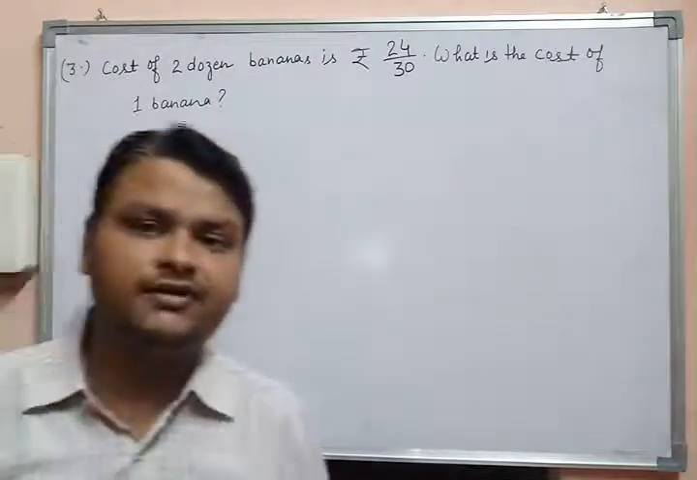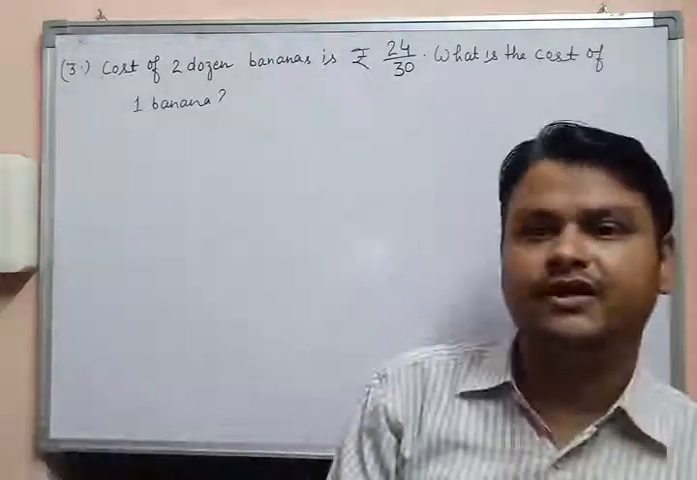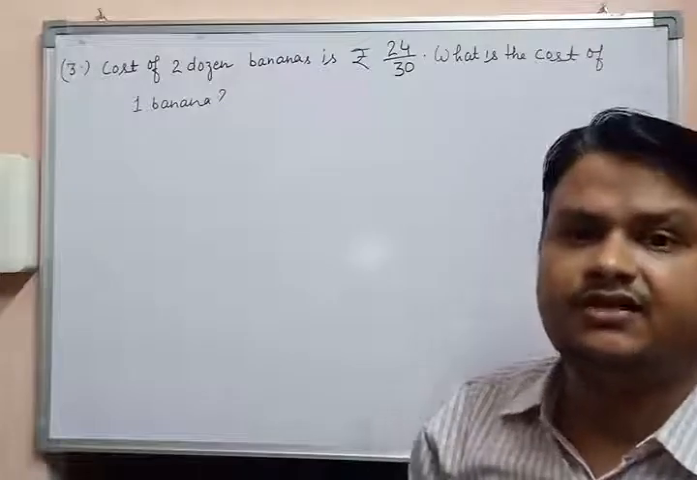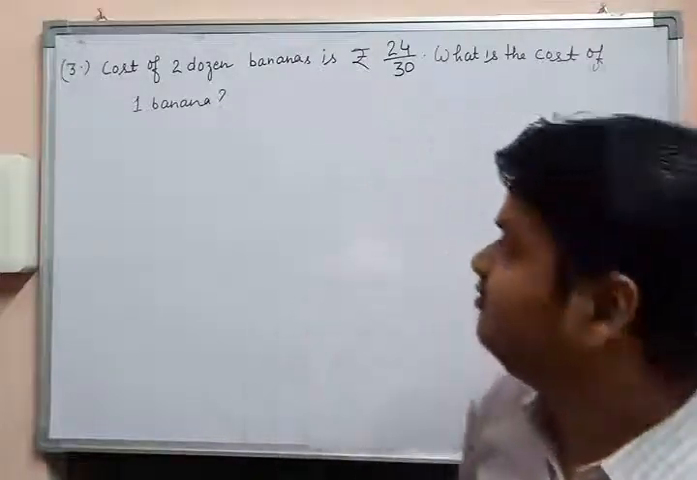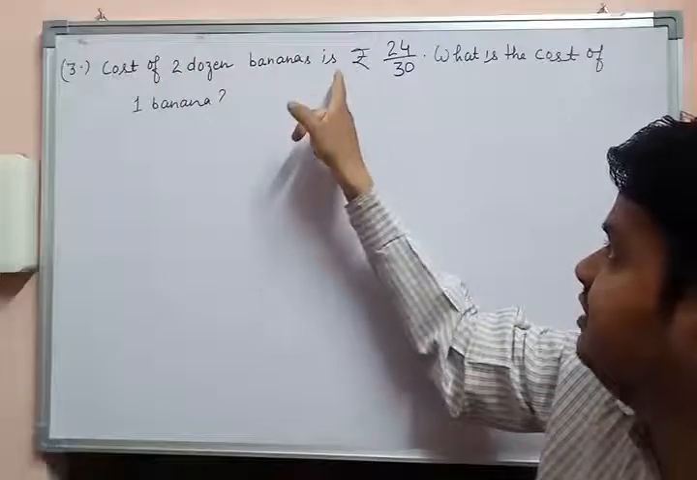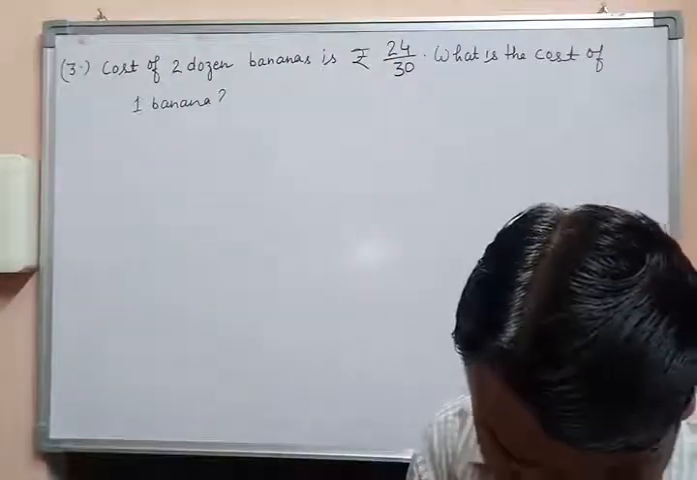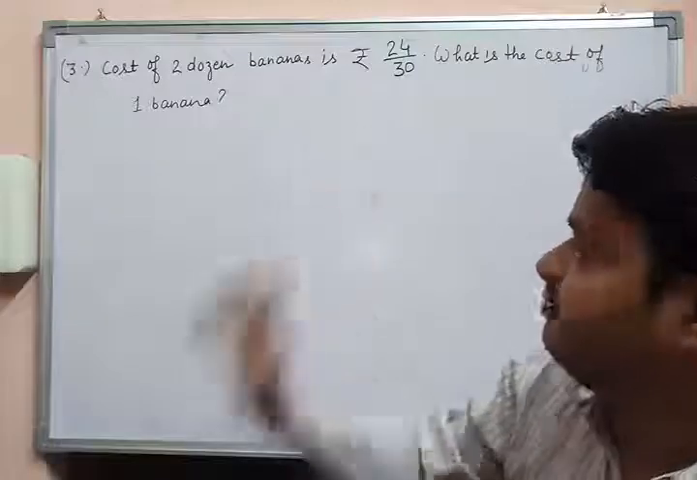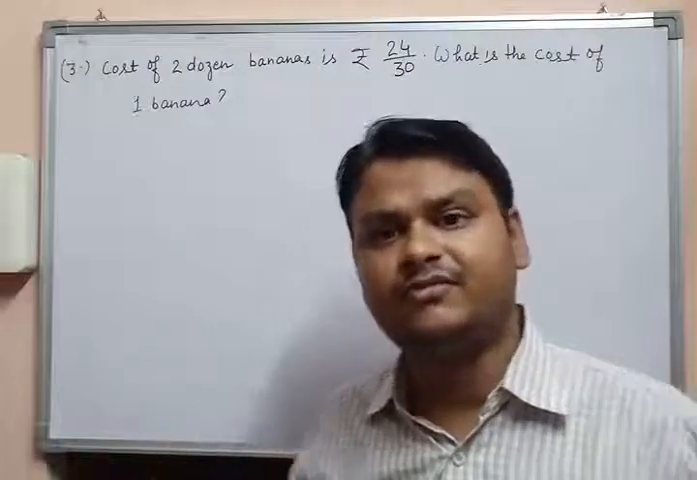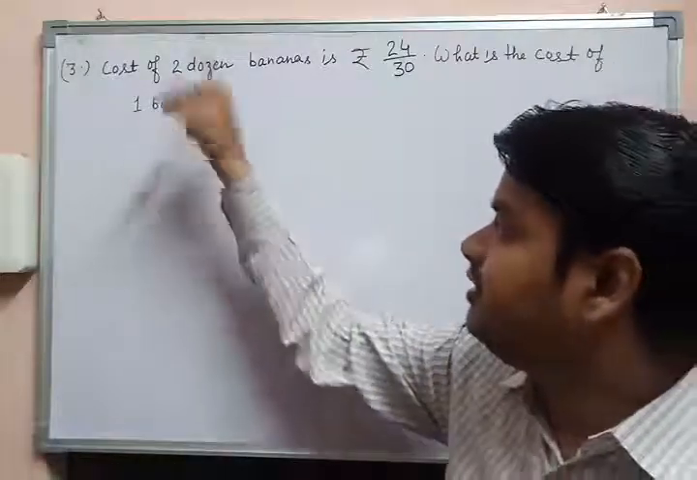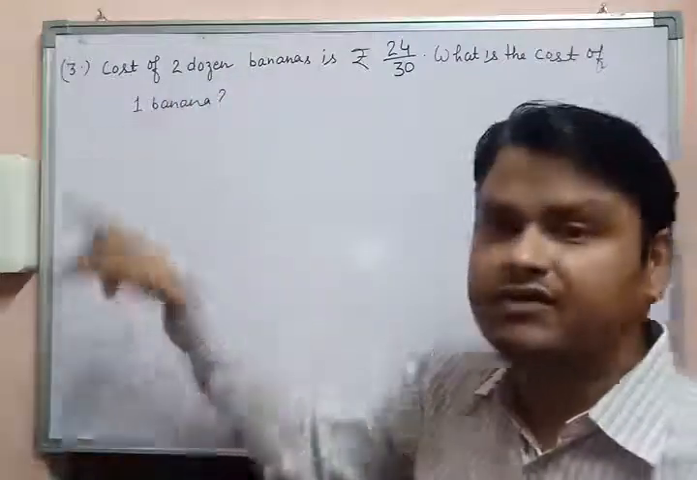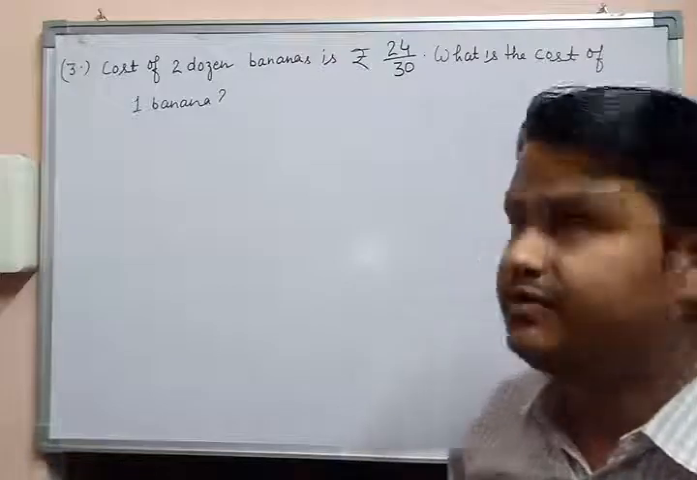Question number 3 is a word problem, and it is also based on the unitary method which you have studied in the previous classes, like 5th and 6th. The given question says that the cost of 2 dozen bananas is rupees 24 upon 30. What is the cost of 1 banana? So students, this is a question of the unitary method, and in unitary method questions the value is given for more than 1 and you have to find it for 1, then apply the concept of the unitary method.